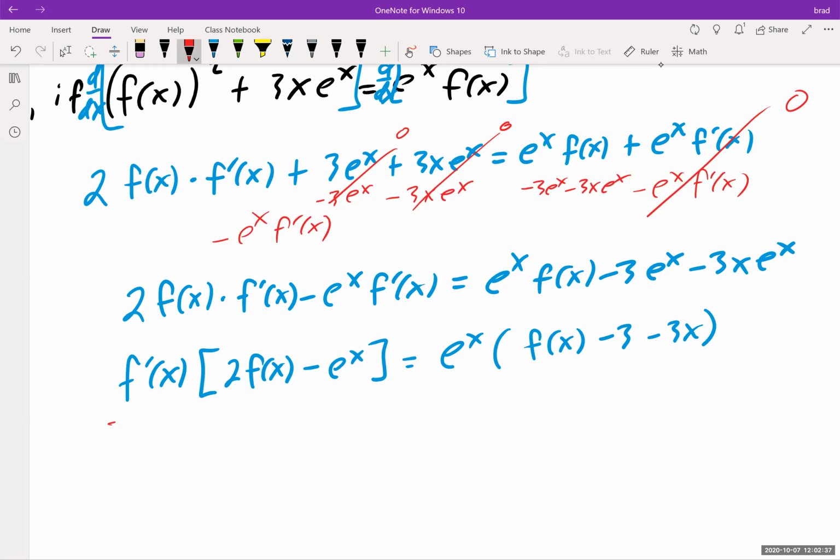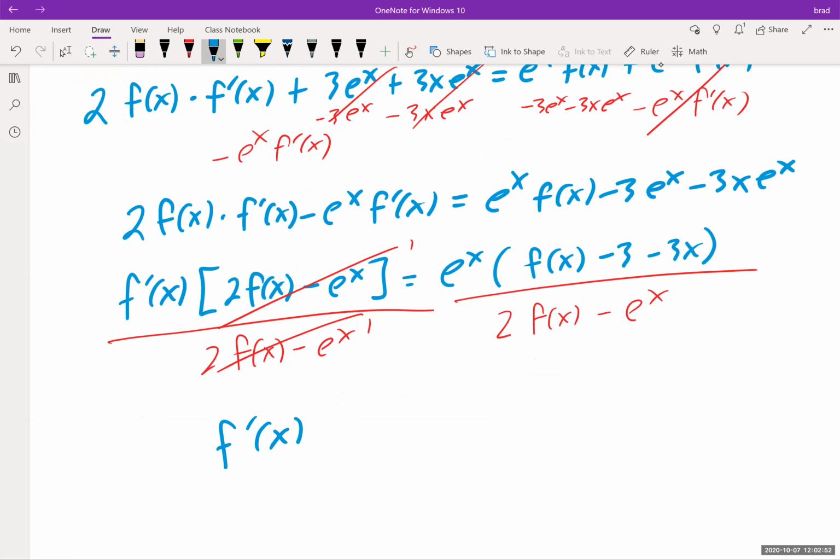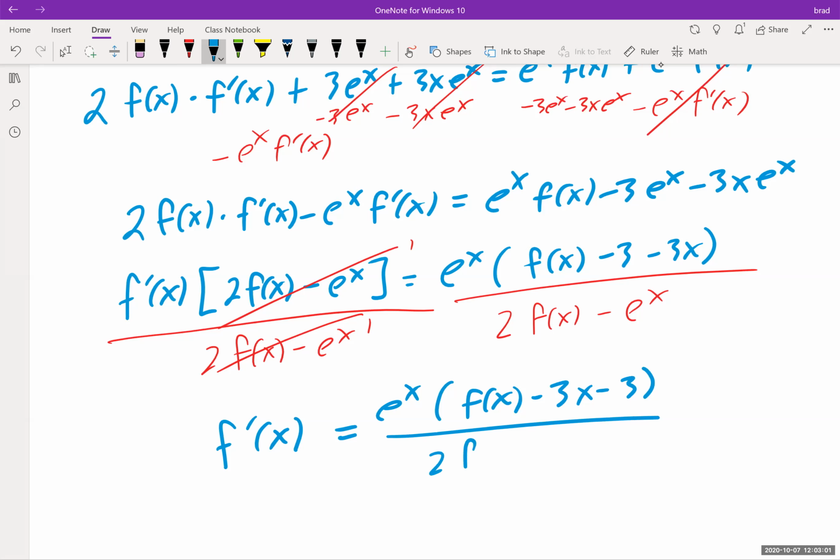And now I have to divide everything by 2f of x minus e to the x. That cancels and becomes 1. Divide this side by 2f of x minus e to the x. And let's see what we got left standing here. f prime of x equals e to the x f of x minus 3x minus 3, all over 2f of x minus e to the x. And I guess there is nothing I can clean up.